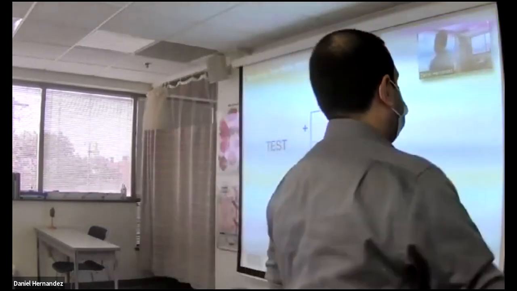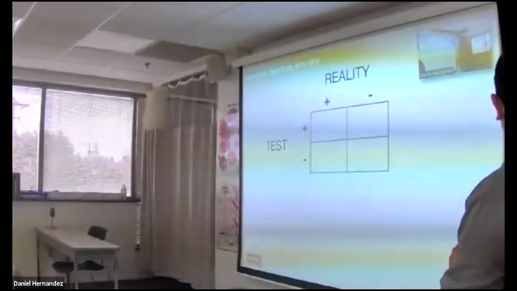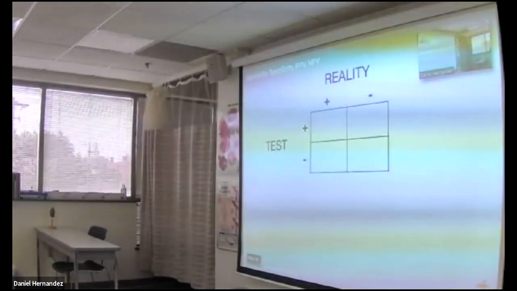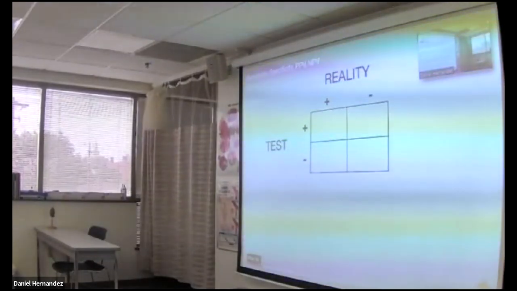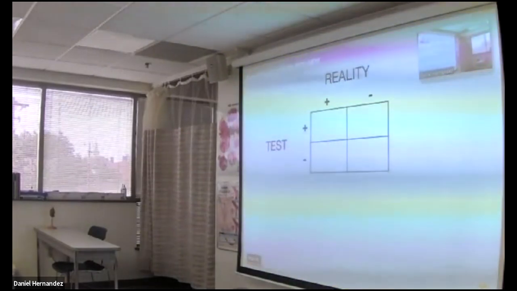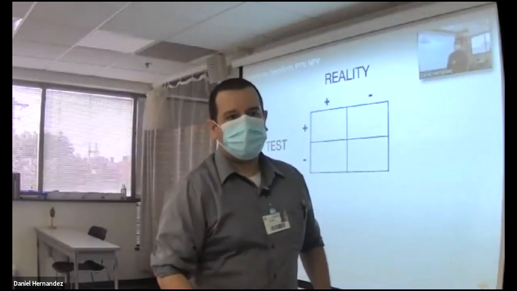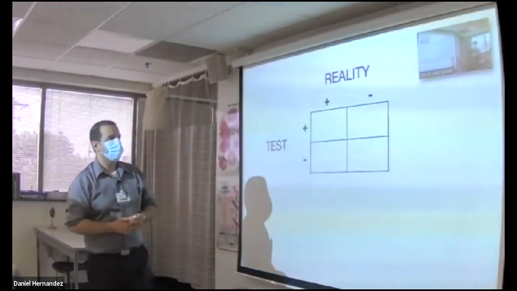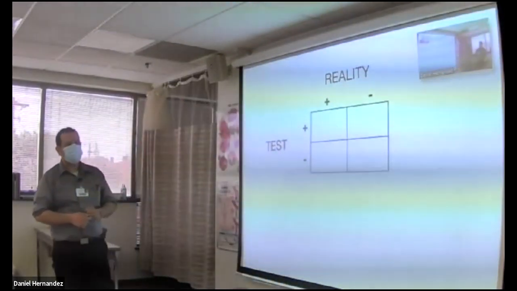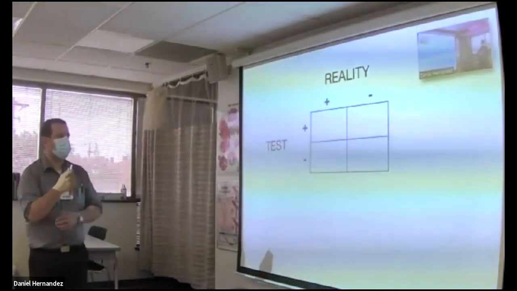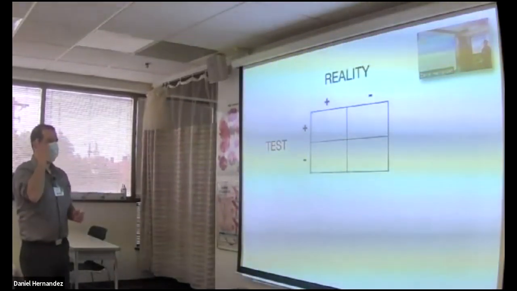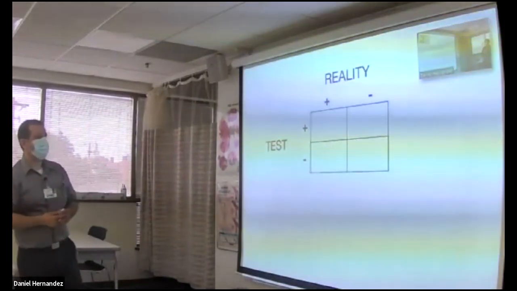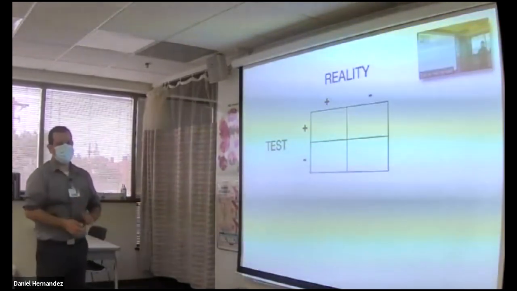So across the top, does the patient have the disease? And then these are your test results. The test was positive, but in reality, on top, it's the reality. If it's positive, you actually have the disease, or if it's negative, you actually don't have the disease. That is how you move through.